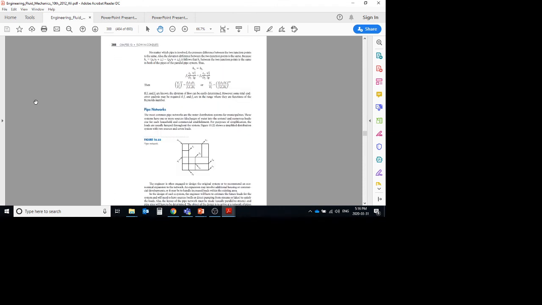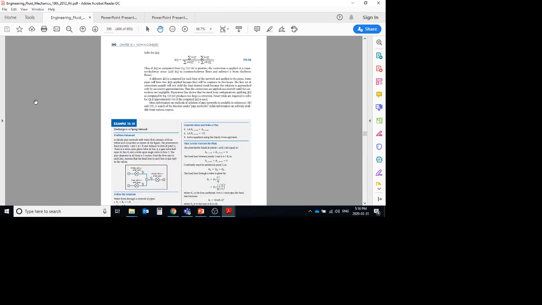The pipeline networks, so different pipelines, different networks. I'll just skip this part now.